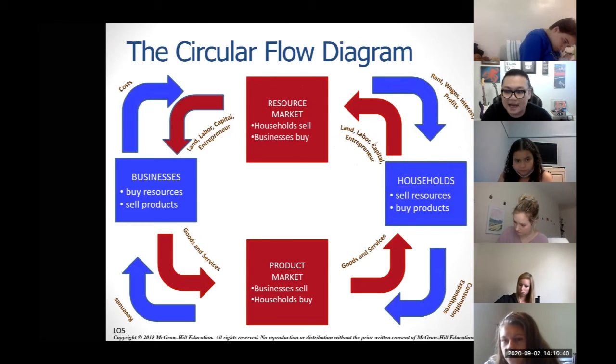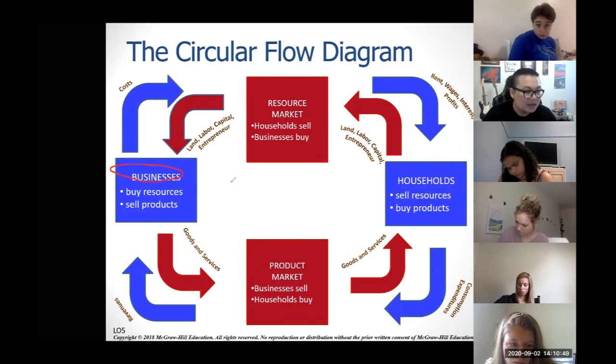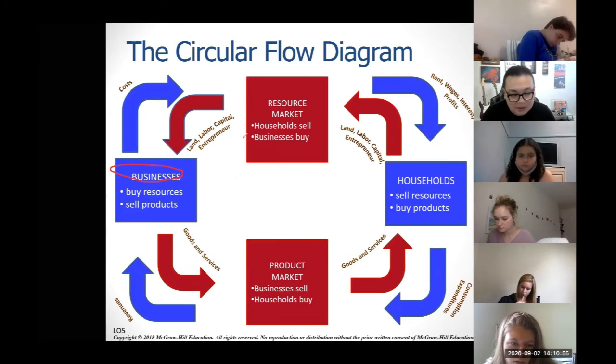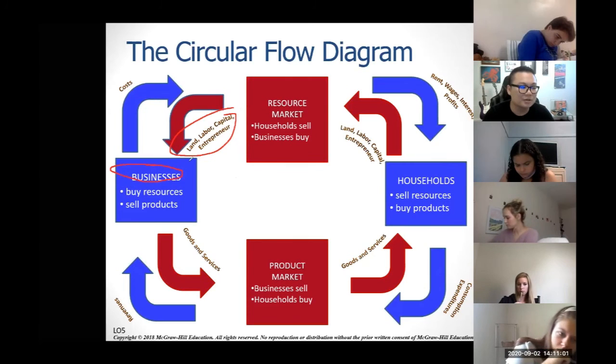And on the other side, the business means companies, the companies that sell product, they produce things. The business does not have resources at the very beginning. They need to buy resources from the resource market. So they buy all the economic resources from the resource market.